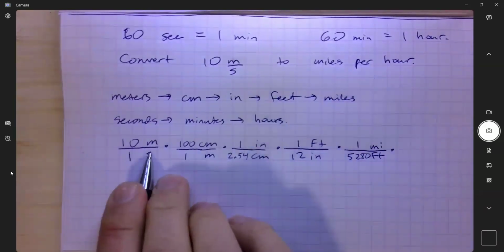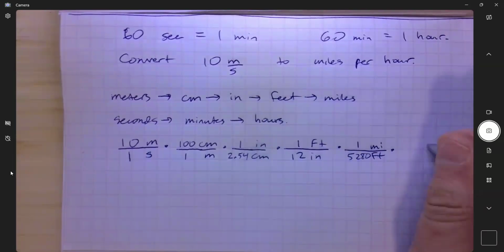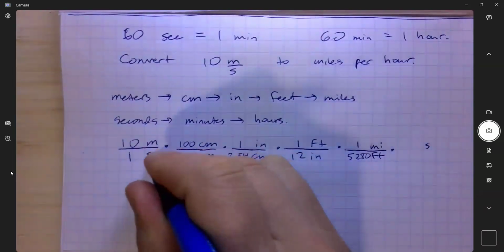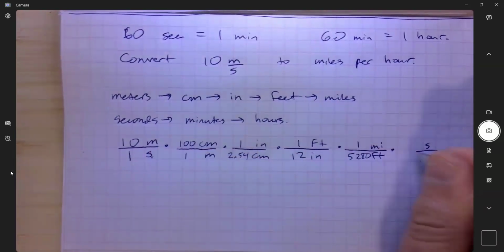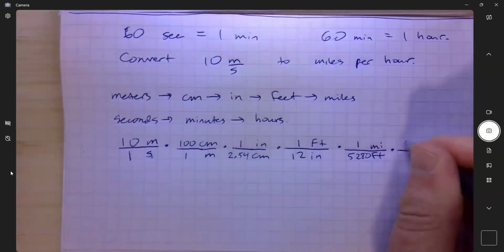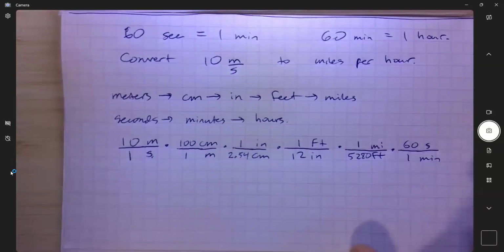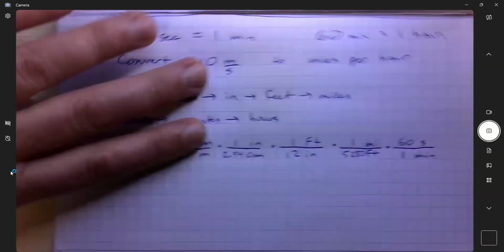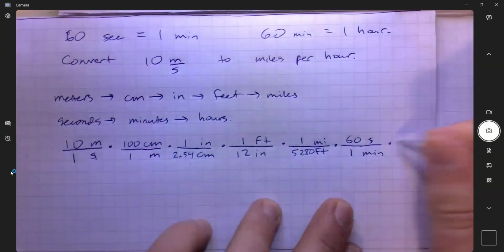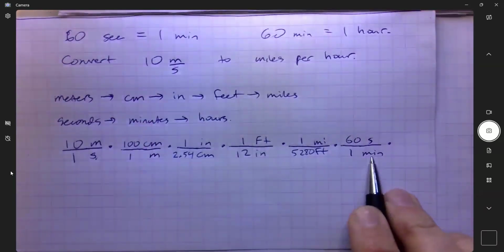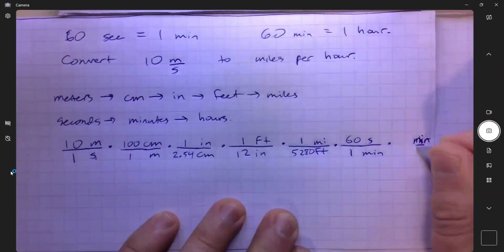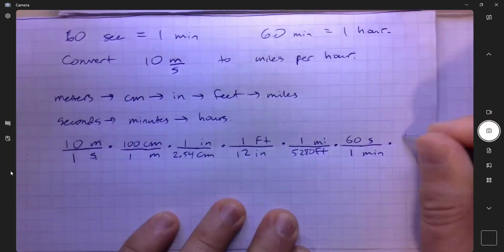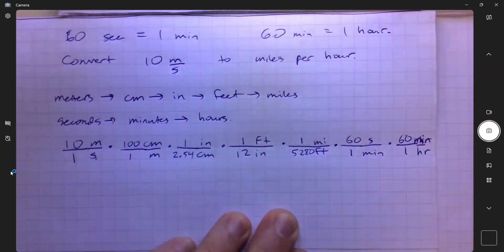So here's a second. And I want the denominator, instead of being in seconds, to be in minutes. So now I put the 60 seconds on top, which is equivalent to 1 minute. And now I want to convert the minutes to hours. Oops, so I put the minutes on top and the hours on bottom, and there are 60 minutes in 1 hour.